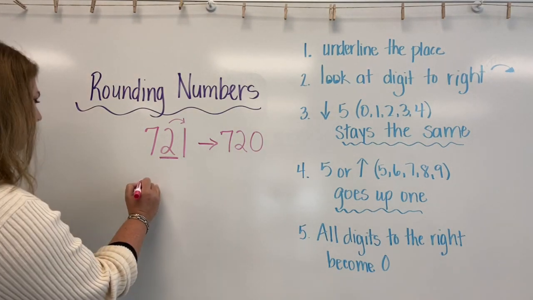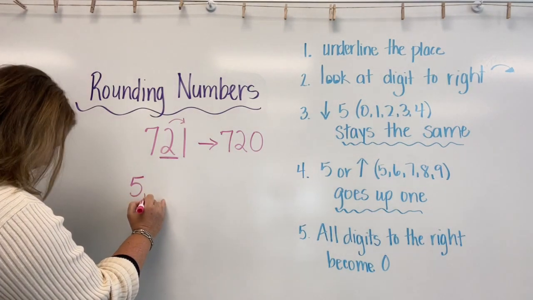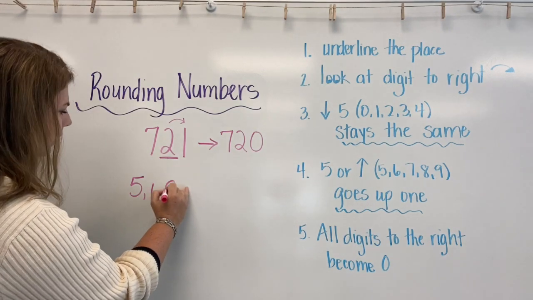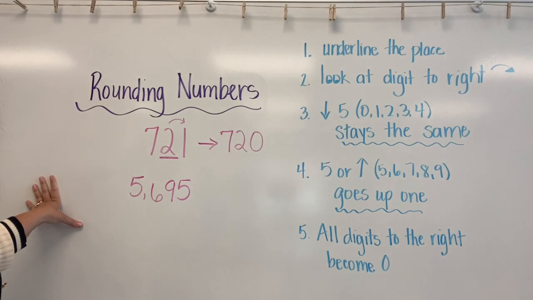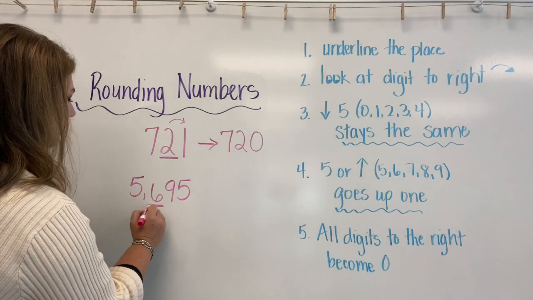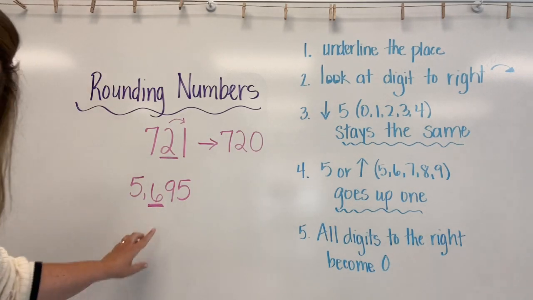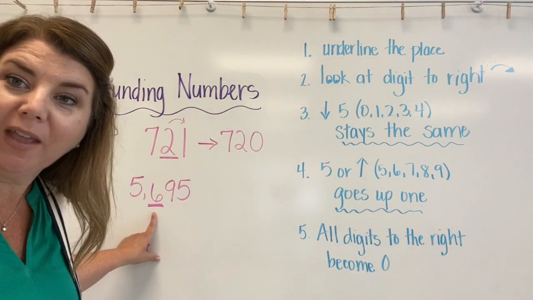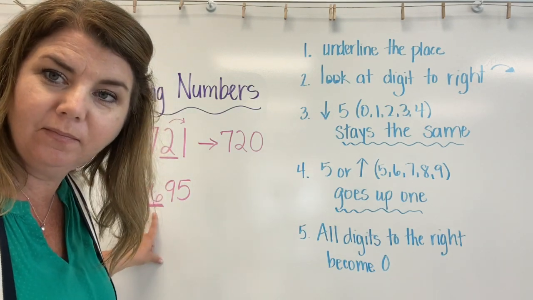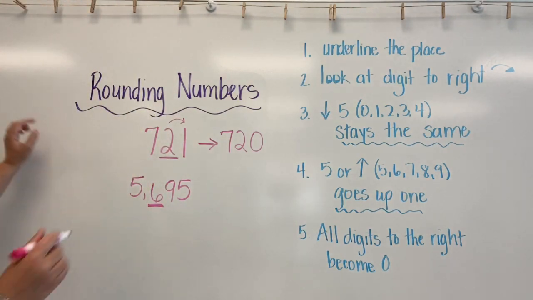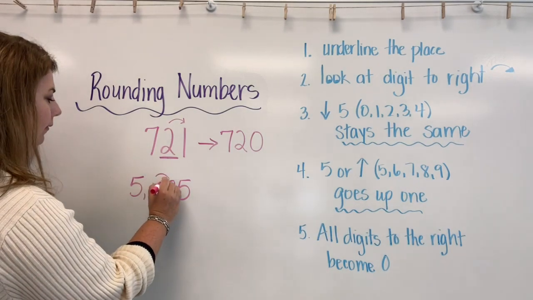Let's go to the next one. I have 5,695. It says round to the hundreds place. Underline that digit, the 6. That's the digit that is either going up or staying the same. All right. I look to the right.